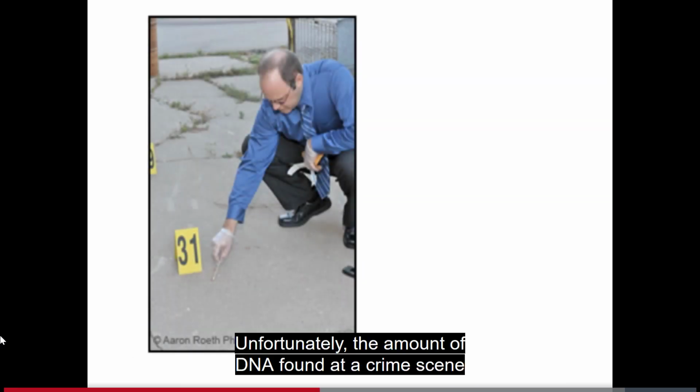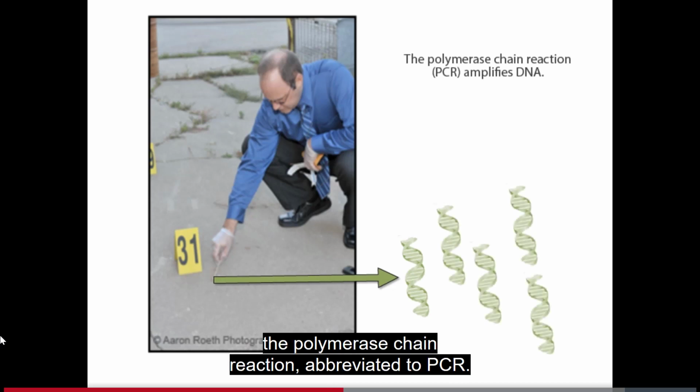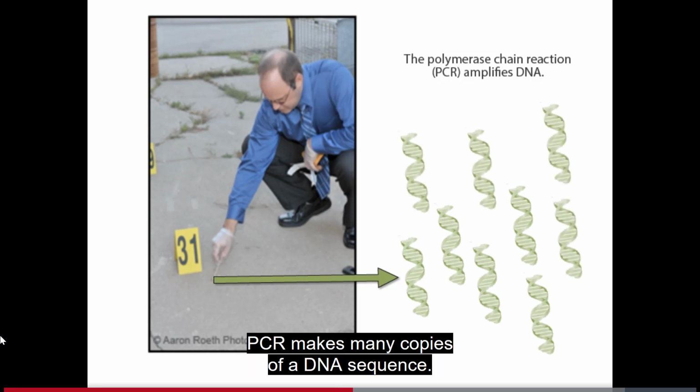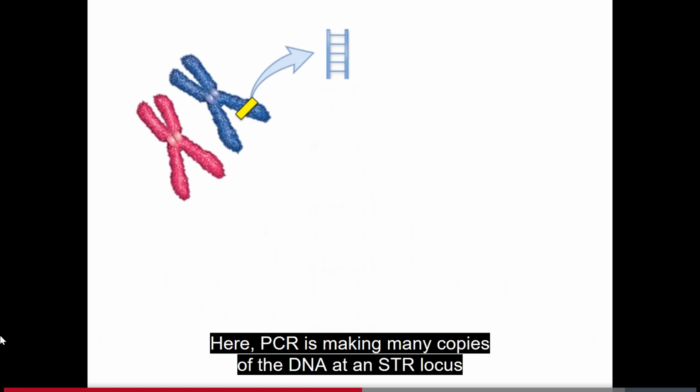Unfortunately, the amount of DNA found at a crime scene is typically too small to analyse directly. Instead, the DNA at each of the 13 STR loci is amplified using a technique called the polymerase chain reaction, abbreviated to PCR. PCR makes many copies of a DNA sequence.